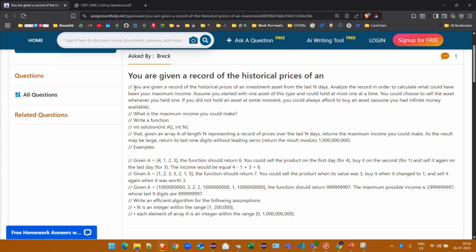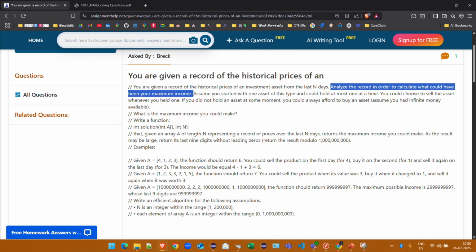So you are given a record of historical prices of investment assets. Okay, so it's something like you would be given a record of some asset or maybe some share, for the last 10 days, 15 days, you would be given the price list of a share. You would have to analyze the record in order to calculate what could have been your maximum income. Okay, so this is a type of question that is quite common.